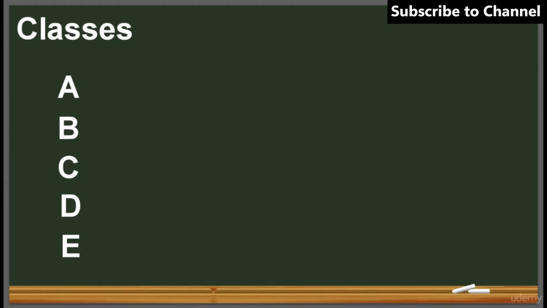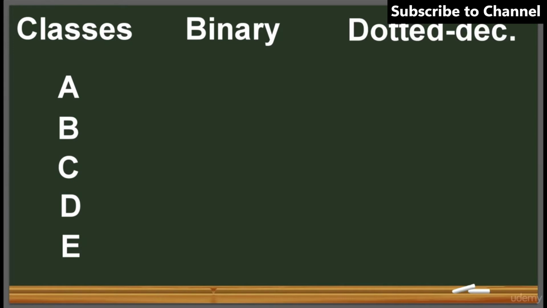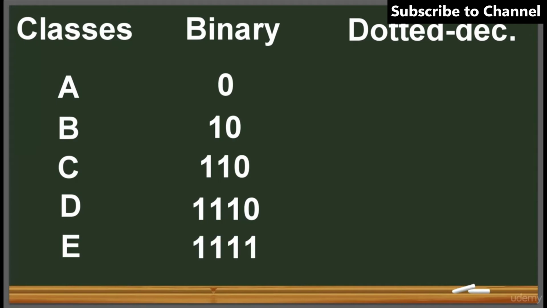If you have an IP address in binary notation, the first few bits can tell you what class it belongs to. However, if the address is written in dotted decimal notation, we need to look at the whole first byte. So for binary notation, if an address starts with 0, it belongs to class A. If it starts with 10, it belongs to class B. IP addresses in class C start with 110. IP addresses in class D start with 1110, and IP addresses in class E start with 1111.